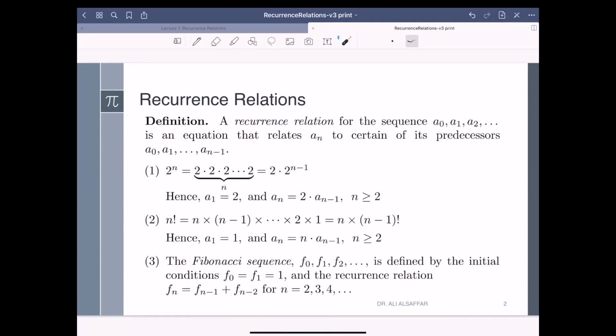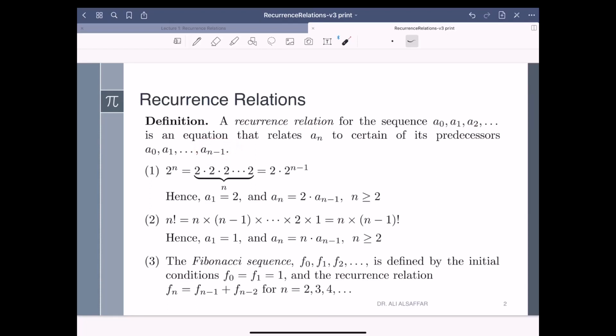So a recurrence relation for a sequence a0, a1, ..., an is just an equation that relates an to its predecessors. When we say predecessors, it means the previous values. So if an is here, then all values before an will be predecessors, starting from a0, a1, up to an minus 1.